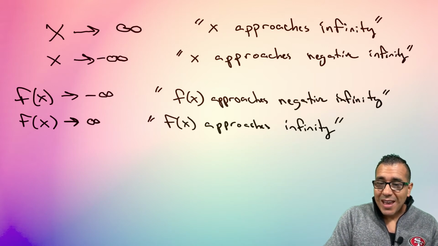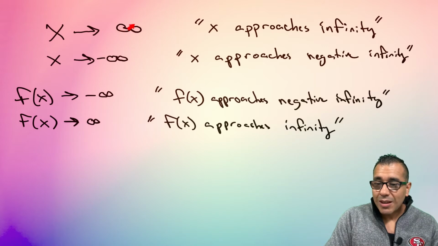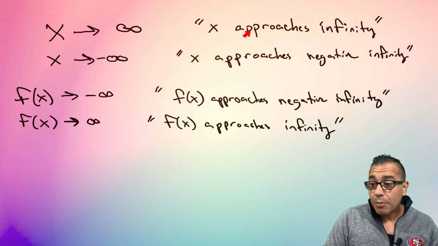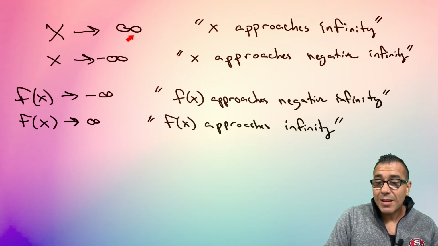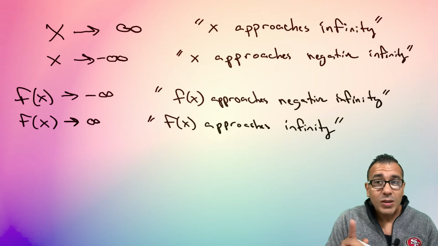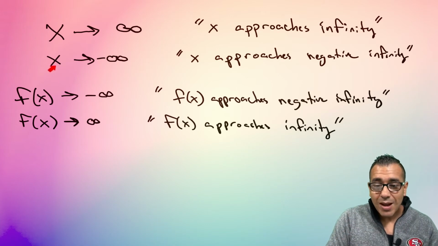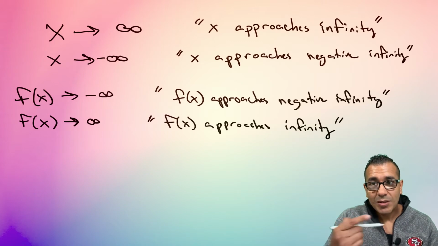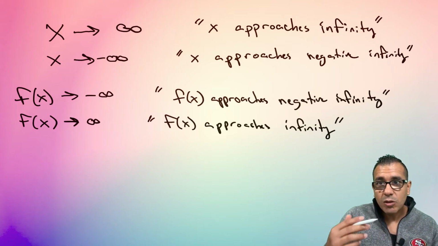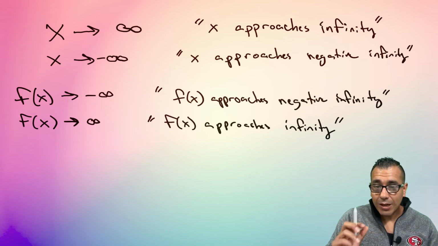We're going to say x, and we have this little arrow to and then infinity. So what this means is, as x approaches infinity. So as I'm moving to the right, what is my graph doing? Likewise, x approaches negative infinity. So as I go to the left, what is the graph doing? Is it going up or is it going down? That's the big question, right?